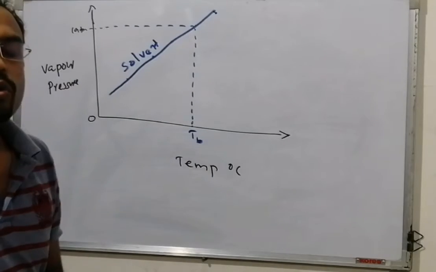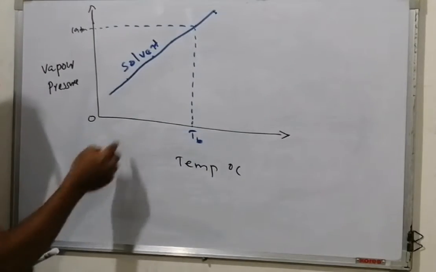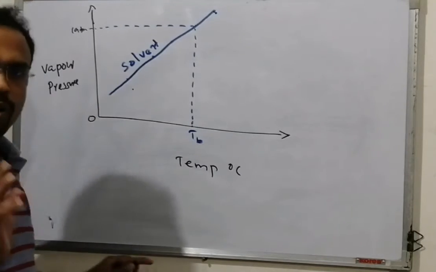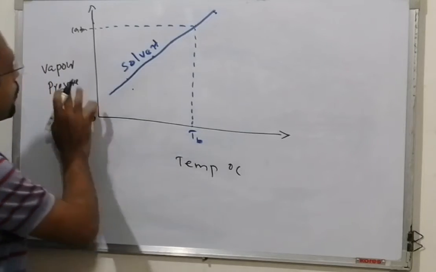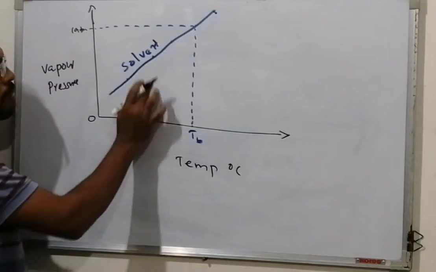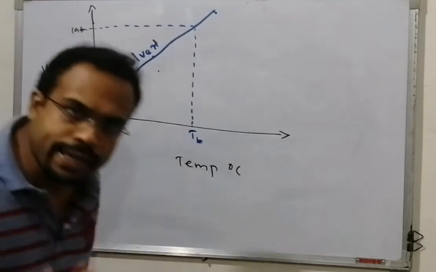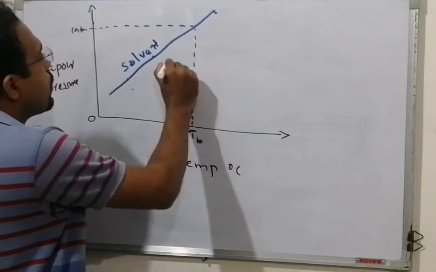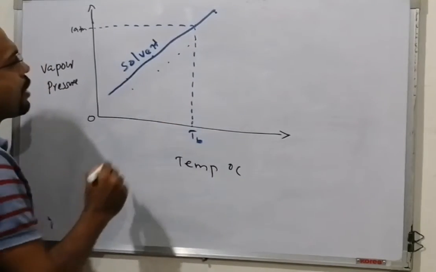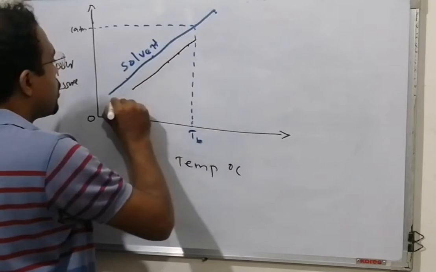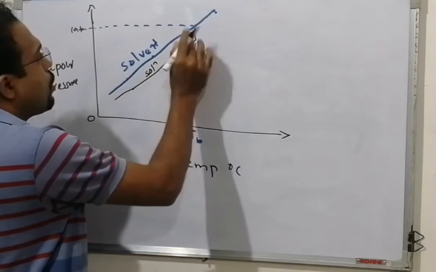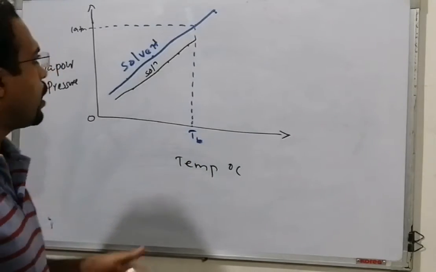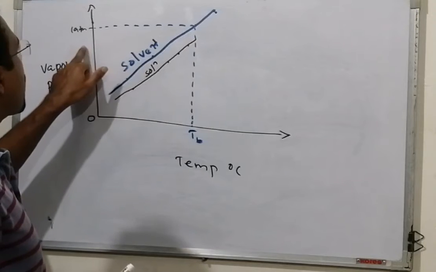Now, when you draw the solution, at any temperature the vapor pressure of the solution is always less. We noted that at any temperature, the vapor pressure of the solution will be less. It also increases with temperature, but it is lower than the solvent. Therefore, you will get a graph like this. Look here, the solution. At the temperature where the pure solvent boils, its vapor pressure is not equal to 1 atm.